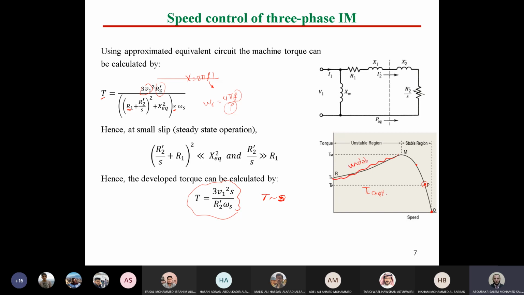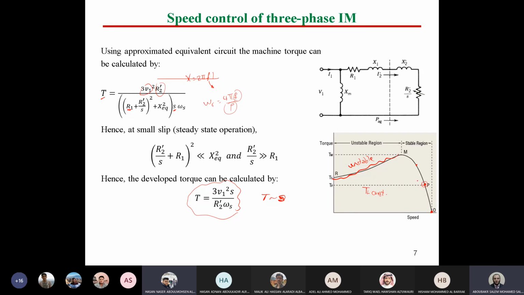Right? Did we discuss it, guys? Did we discuss the stability of the induction machine? Remind me, guys, did we discuss it here or in the lab? I think in the lab, doctor. In the lab, not here. Okay.